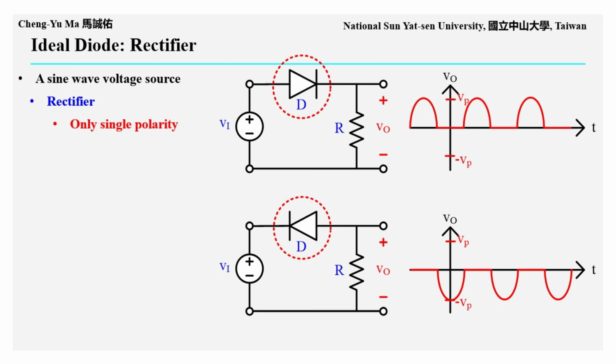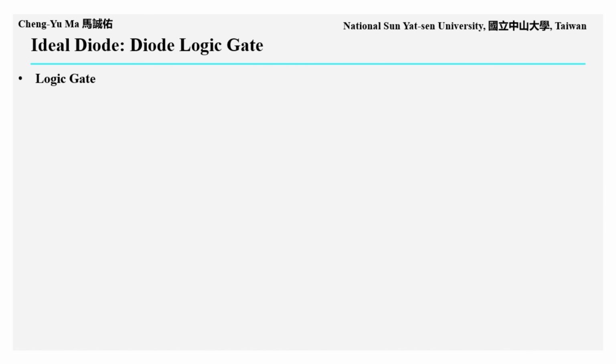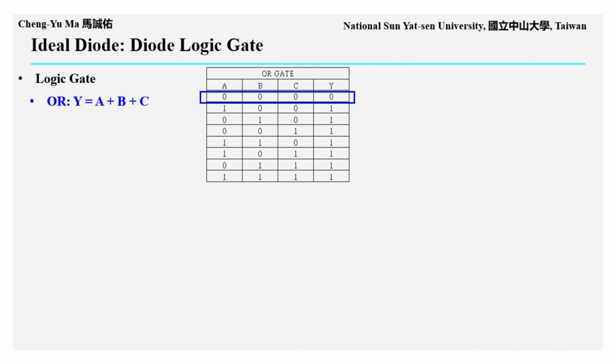Therefore, in a rectifier, the connection direction of diode D determines the polarity of the final output voltage, as shown in the figure. Besides the rectifier application, we will next introduce another application of an ideal diode, the logic gate. We begin with the OR logic gate.